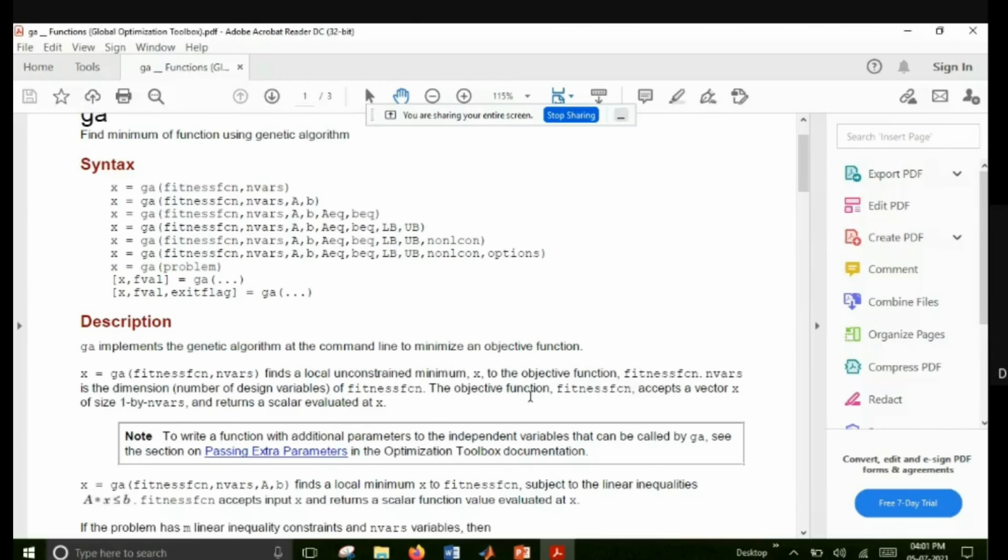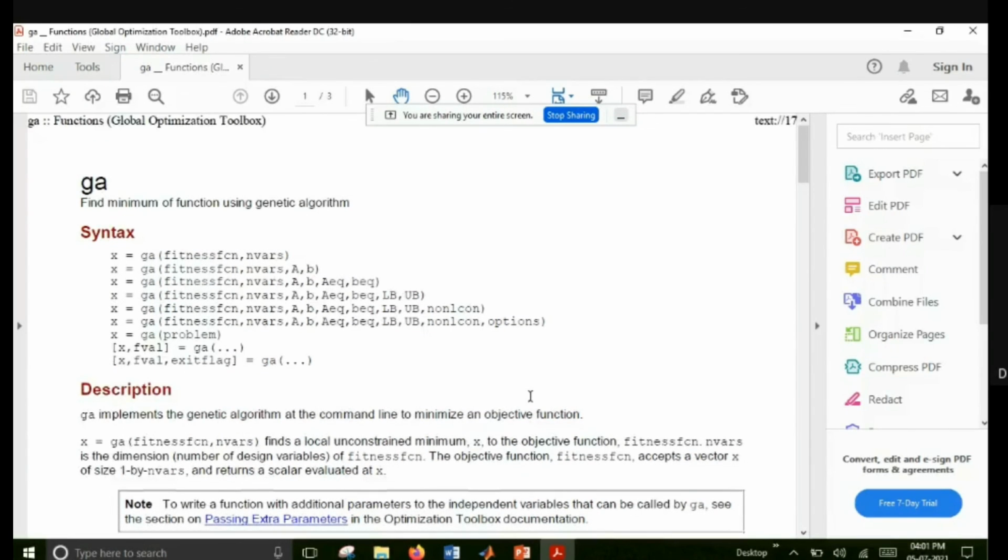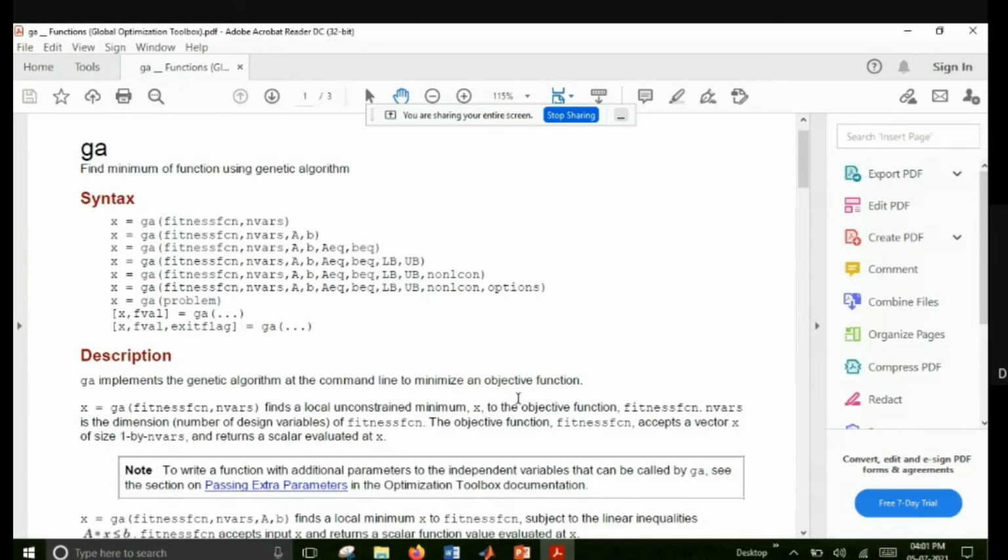My dear colleagues, is the current file visible? PDF file, right? Yes, sir.